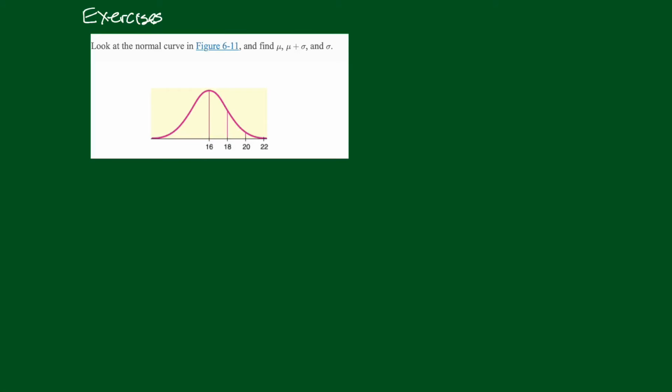Okay, I'm going to work through some exercises in the book. I think this is problem number 2 in the Brase and Brase 12th edition. Here's a normal curve. We want to find the mean plus 1 standard deviation and the standard deviation. Well, the mean, that's pretty simple to get, I think. I'm going to claim that the mean is here at 16. Now, what is mu plus sigma? That's going to be the mean plus 1 standard deviation. Now, it looks like the way they've drawn it, that point of inflection is right here. You know, it's concave down, concave up. I think it's right there.